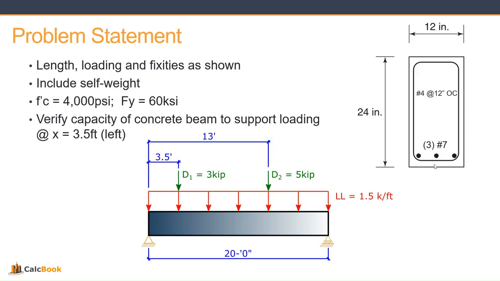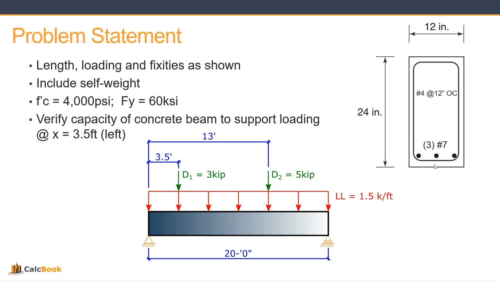For our problem today, we're going to be looking at a rectangular section. You can see there off to the right, it's going to be 24 inches deep and 12 inches wide. We're going to have three number 7 bars for our flexural reinforcement, and then our shear stirrups will be number 4 at 12 inches on center. We are going to include our self-weight for this design. Our concrete compressive strength will be 4,000 psi, and the yield strength for our reinforcement will be 60 ksi.